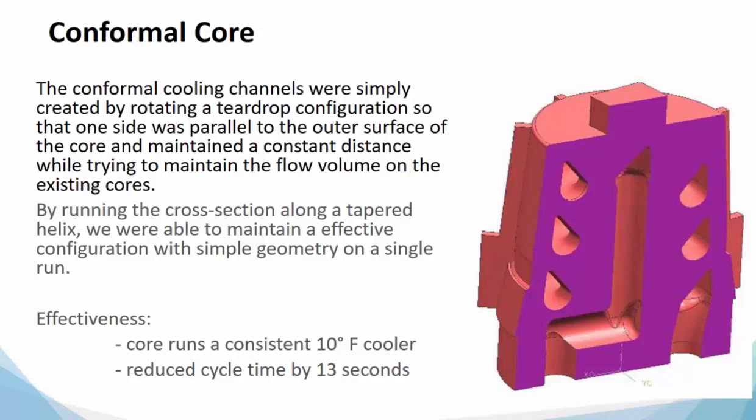Again, you see the teardrop on the inside of the core, as it was shown on the cavity as well. The idea is to keep that outer side parallel to the outer surface of the part, running around in a tapered helical effect, and that resulted in the results you see below. The core ran consistently 12 degrees cooler and also reduced the cycle time by 13 seconds. So those are some pretty important considerations there, just because of the design.